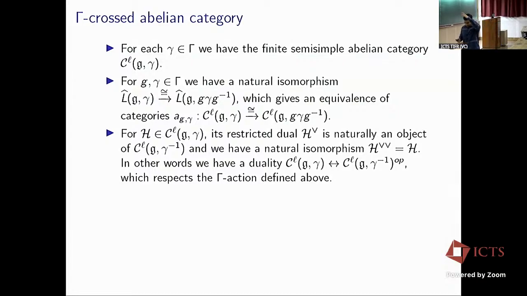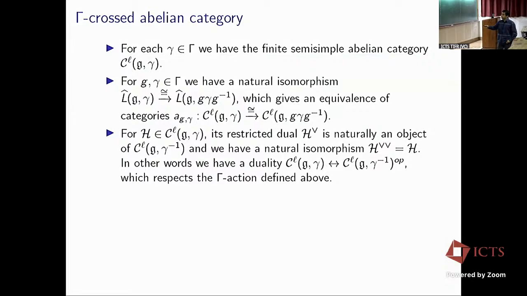Another structure that we have is, if we take an integrable representation of level L, there is a notion of restricted dual, and the restricted dual is naturally a representation for the twisted affine algebra, not for gamma, but for gamma inverse. And moreover, if you take the double dual, it's canonically identified with H, right? So there is a duality operation which takes this abelian category to the abelian category corresponding to gamma inverse, and this is a contravariant involution. And the double duality is the identity.